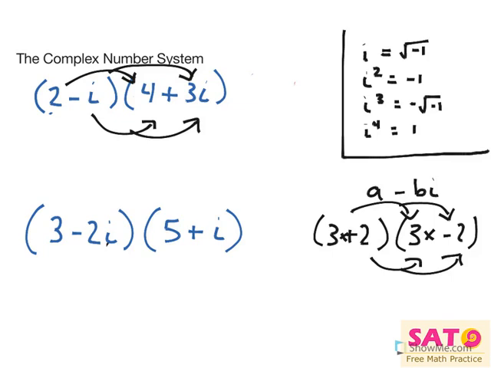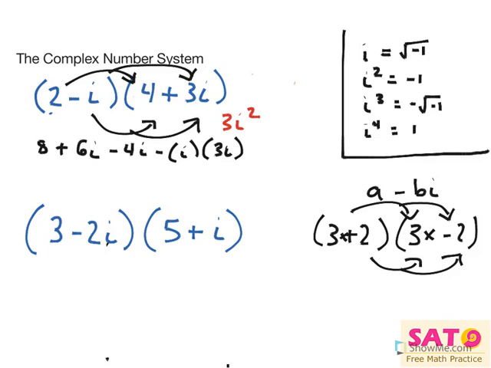Let's multiply it out. So 2 times 4 is 8. 2 times 3i is just 6i, just like standard multiplying. -i times 4 is -4i, and what do we have here? We have -i times 3i. So we're at a kind of roadblock here. What is 3i times i? Well, that's 3i squared.